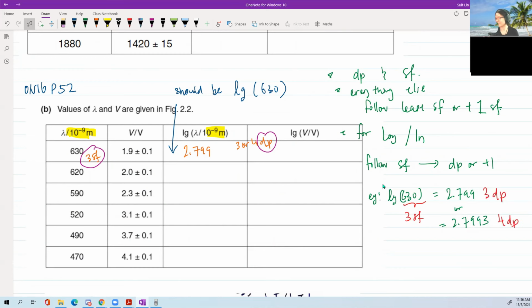Okay, this is the part that is confusing. The other parts are pretty standard. It's just that for log and ln, they have a special way for you to find the uncertainty. There's also a special way for you to calculate the value for how many DP and SF to put, basically.